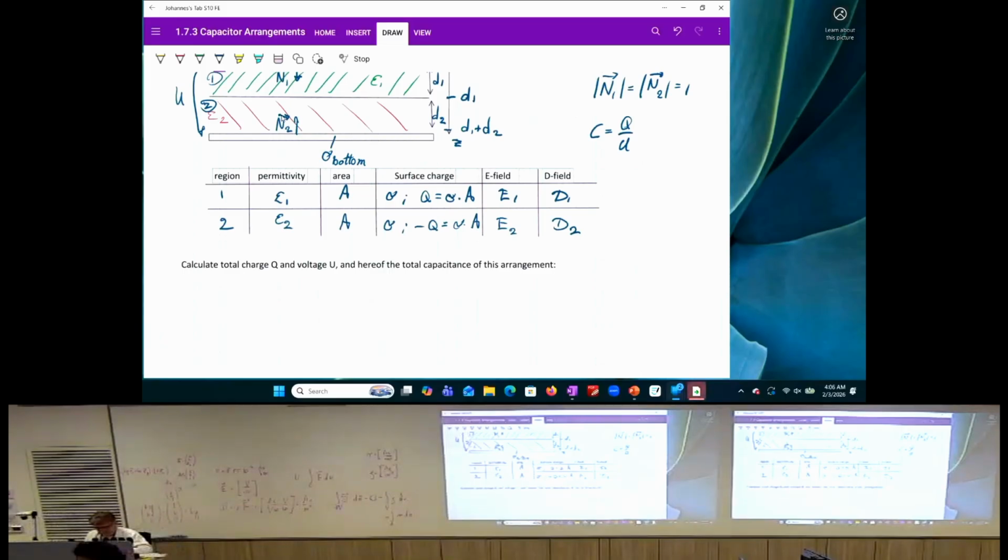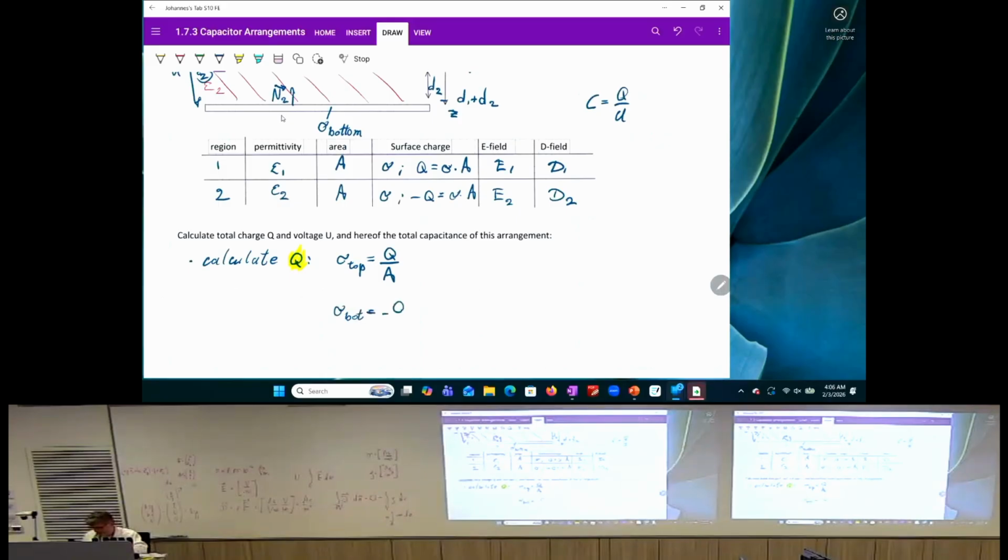So now what is the total charge, and what is the voltage, and what is the total capacitance of this arrangement? We first calculate Q. At the top, that would be Q over A, and at the bottom, it would be minus Q over A. That corresponds to the absolute value of the electric flux density, that is our surface charge. So in the first case, at the top, D1 times n1 is Q over A. In the second case, we have D2 at the bottom times n2, and there we have a negative charge, so it's minus Q over A.